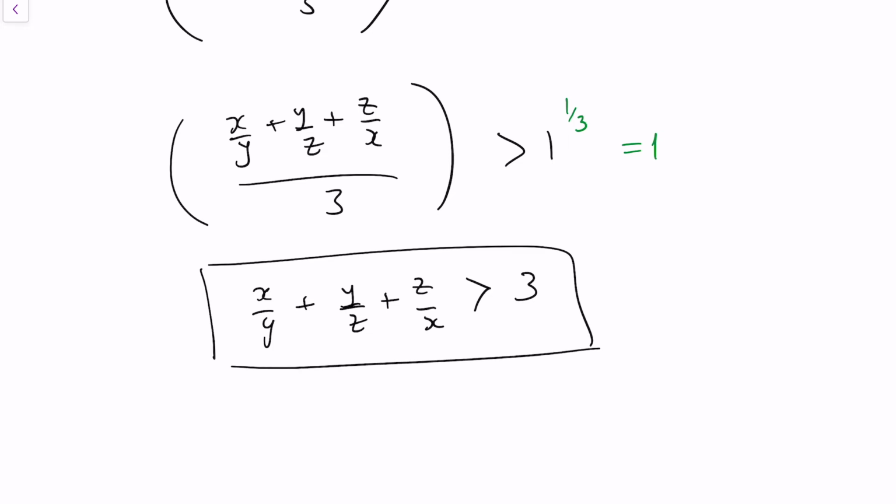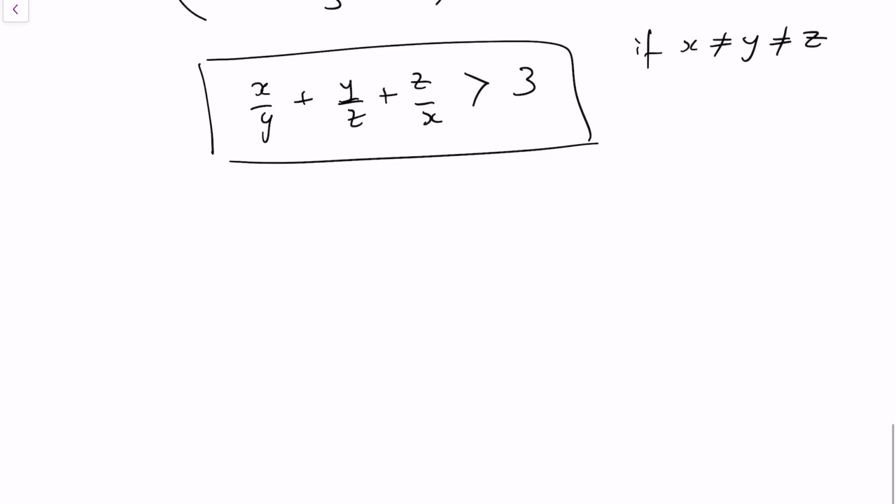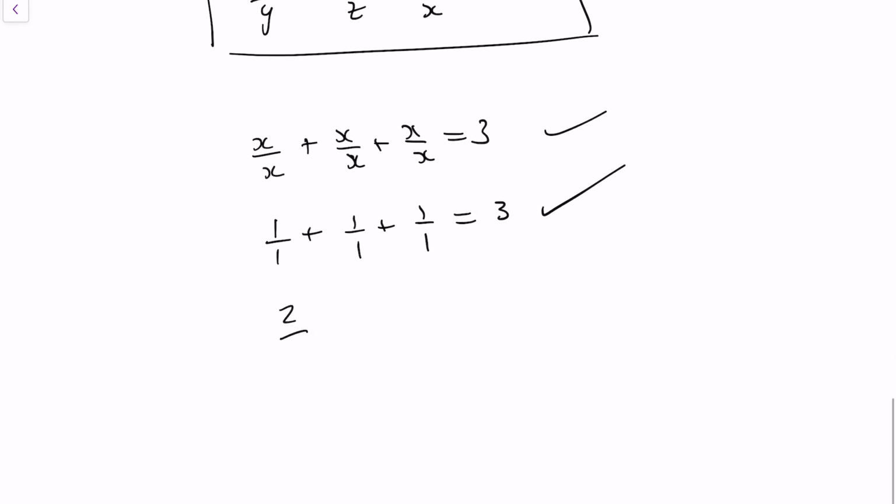But notice we said that this holds if x is not equal to y is not equal to z. What if x is equal to y is equal to z, right? Then we will have, indeed, infinitely many solutions. Let's have a look at some numerical values. If x is equal to y, y is equal to z, z is equal to x, then instead of x over y, we write x over x plus x over x plus x over x. That's just 3. So that solves the initial question, right? So 1 over 1 plus 1 over 1 plus 1 over 1 is just 3. Or 2 over 2 plus 2 over 2 plus 2 over 2 is equal to 3.